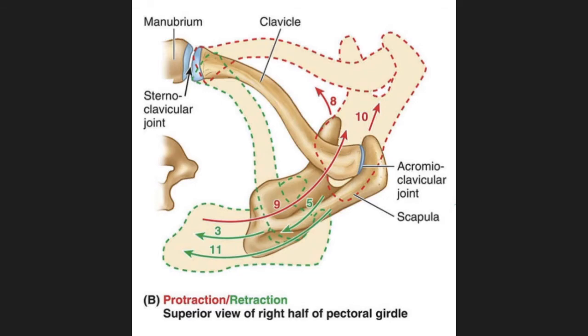Since the origin points of the trapezius are posterior with respect to the sternoclavicular joint and medial with respect to the insertion points of the scapula, contraction of the trapezius will cause the medial border of the scapula to move toward the spine, hence retraction of the scapula.